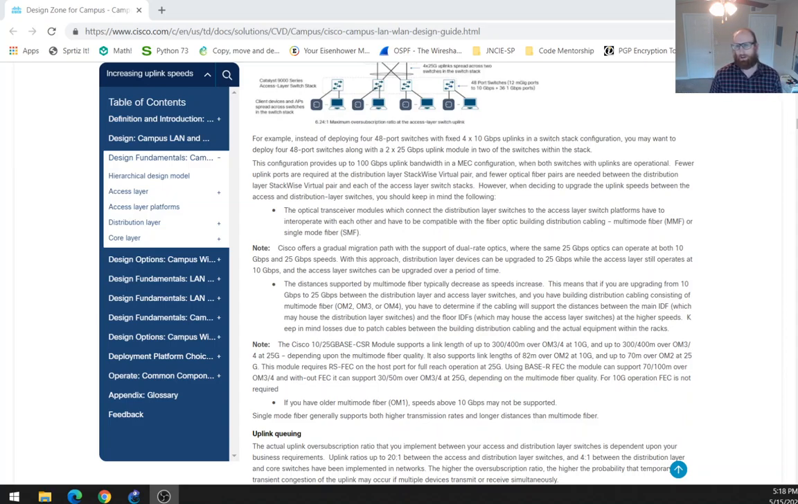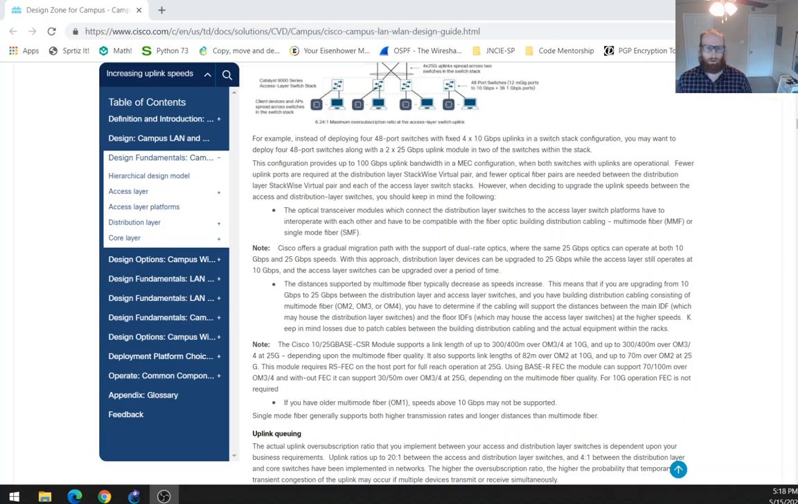However, when deciding to upgrade the uplink speeds between the access and distribution layer switches, you should keep in mind the following. The optical receiver modules, which connect the distribution layer switches to the access layer switch platforms, have to interoperate with each other and have to be compatible with the fiber optic building distribution cabling, multi-mode fiber (MMF) or single mode fiber (SMF).